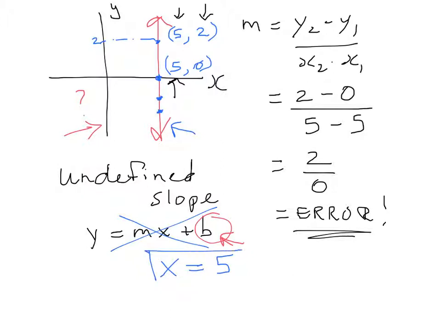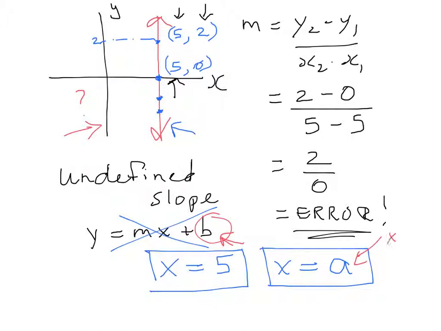So the rule for vertical lines looks like this. X equals, and I'm going to put the letter A in here. We use B for y-intercept. We use A for the x-intercept. X equals A, where A is the x-intercept. So that's the equation for a vertical line in general.